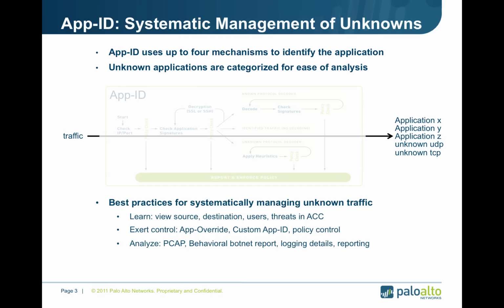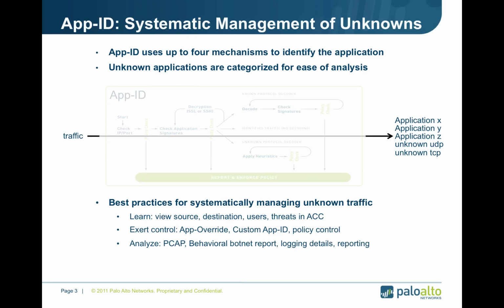So from an AppID and Palo Alto Networks perspective, the best way to systematically manage unknown traffic is to learn more about the traffic. You can see the source and destination and the users of unknown TCP and UDP, and you can also see the threats associated with that traffic, and we'll show you that in just a moment.